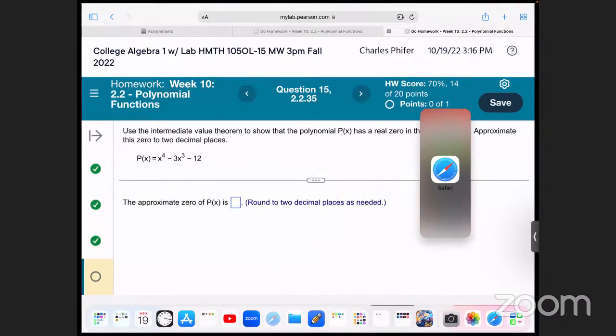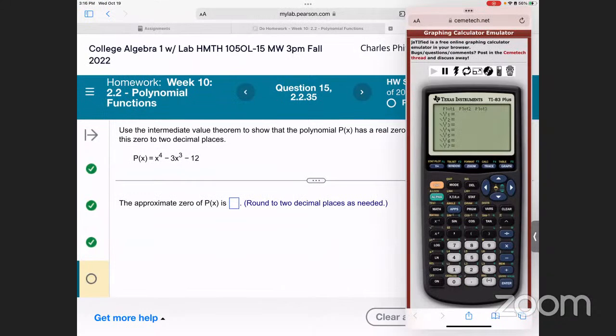So the quick technique, if I go to my y equals and put in my polynomial, I have x to the power of 4 minus 3x cubed minus 12, okay?